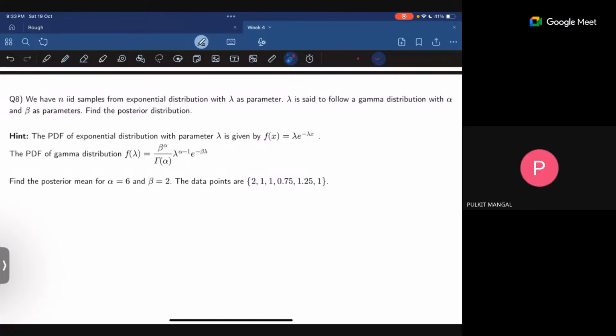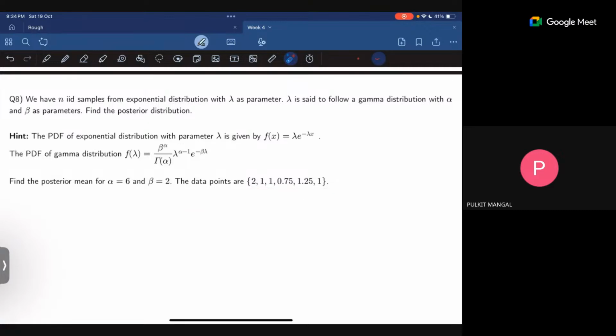Okay, so the final question: we have n IID samples from the exponential distribution with lambda given as the parameter. Exponential is a continuous distribution, so it would have a PDF. Lambda is said to follow a gamma distribution with alpha and beta as the parameters. Then find the posterior, and find the posterior mean for alpha equal to 6 and beta equal to 2. The data points are these.